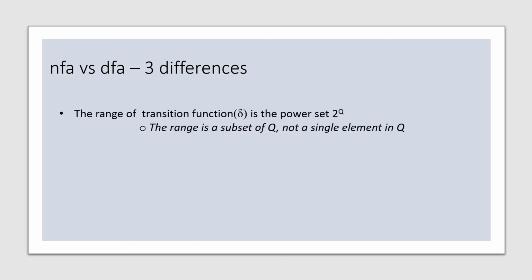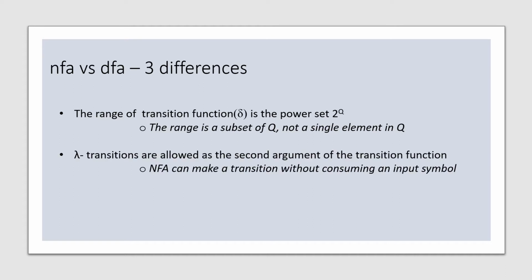The first one is the range of the transition function. So the range is a subset of Q and not a single element of Q. So what does that mean? It means that you could read in a string, and as you're reading in the symbols, in a DFA each symbol is going to go to one transition, to one state. But in an NFA, you could end up in more than one state in the range. So it's better to understand by a demonstration.